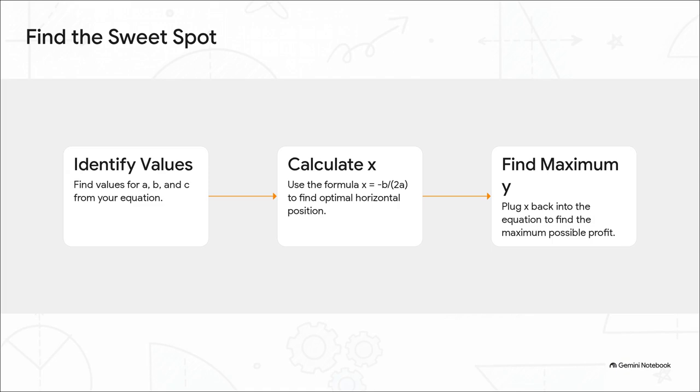It's actually a super simple logical procedure. Step 1. You just pull the numbers for A, B, and C right out of your quadratic equation. Step 2. To find the optimal horizontal position, say your absolute ideal selling price, you simply plug those numbers into a tiny formula. X equals negative B divided by 2 times A. Then, step 3, once you have that perfect X price, you just plug it back into your original equation to find Y, which reveals your maximum possible profit.